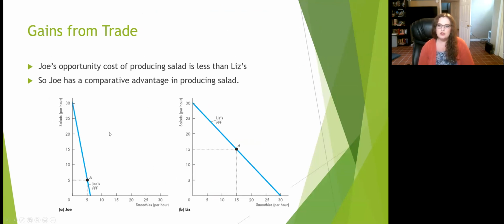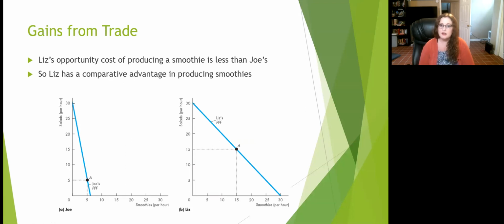So since Joe's opportunity cost of producing a salad is less than Liz's, he's going to have the comparative advantage. If he has the comparative advantage, then he needs to specialize in salad. Liz, her opportunity cost of producing a smoothie is less than Joe's. She has to give up less salads to make a smoothie than Joe does. So she should specialize in smoothies.